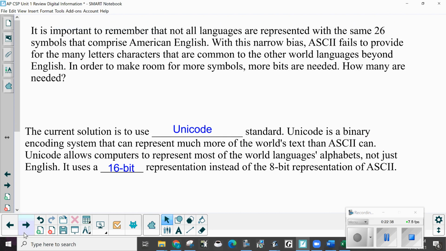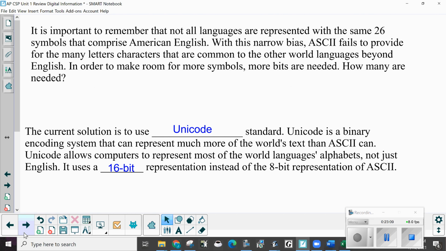Now, it is important to remember that not all languages are represented by the same 26 symbols that comprise the American English alphabet. The Greek alphabet is only 24. I have no idea how many are in the Japanese alphabet and some of the others. Not to mention, they don't even use the same types of letters. With this narrow bias, ASCII failed to provide for the many letters and characters that are common to the world languages beyond English. In order to make room for more symbols, more bits are needed.